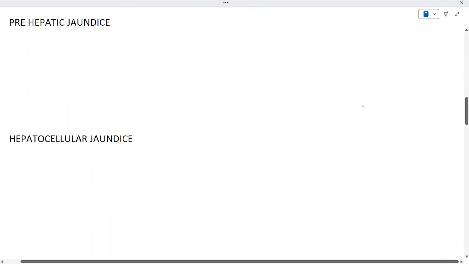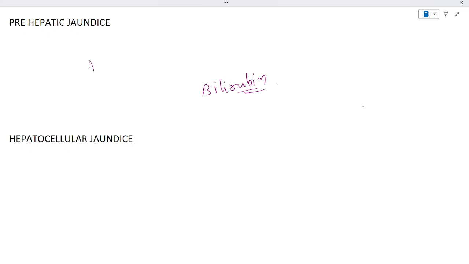One by one, let us understand the different types of jaundice. The first one is prehepatic jaundice. As I told, here the bilirubin level would be disrupted prior to the transportation to the liver. Examples are hemolytic anemia and sickle cell disease.